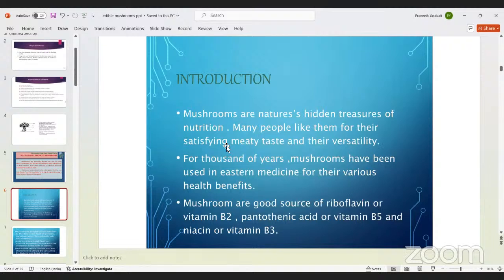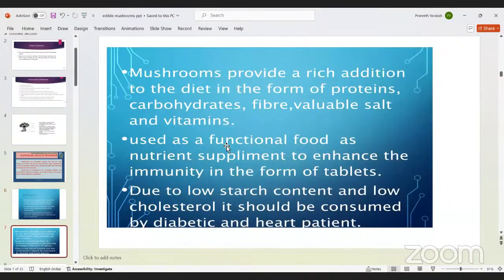So mushrooms are generally used in medicine. They are a good source of riboflavin, that is vitamin B2, as well as B5 and B3. In mushrooms, B2, B5 and B3, that is riboflavin, pantothenic acid and niacin, are present. Mushrooms provide a rich addition to the diet in the form of proteins, carbohydrates, and fiber. Valuable salts and vitamins are also there.